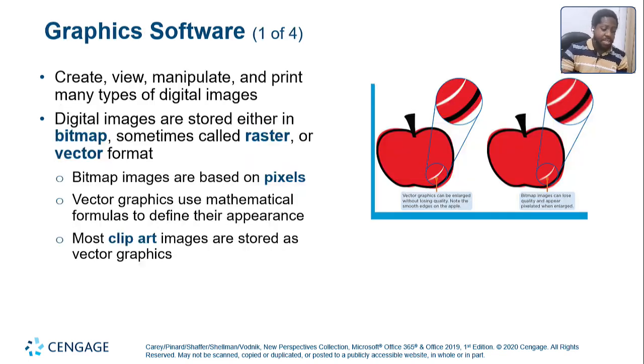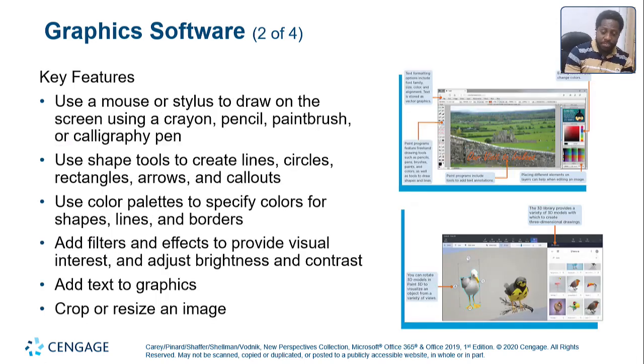The last on the bill is the graphic software, which we are just going to touch on. You can manipulate and print many types of digital images using a series of applications, even including Paint, so that is another graphic software experience you have already had. Digital images are stored either in bitmap, sometimes called raster, or vector. You may not even have come across any of these file formats before, but at least we are giving you some relevant information. When it comes to features, we can use a mouse or stylus, if it is a pen, on the drawing screen, like a crayon sort of.